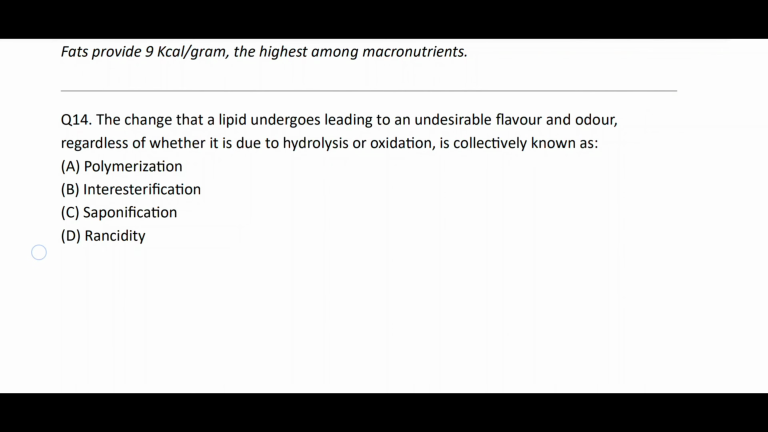So the next question is, the change that a lipid undergoes leading to an undesirable flavor and odor, regardless of whether it is due to hydrolysis or oxidation, is collectively known as. So the right answer here will be option D, which is rancidity. Due to rancidity, the lipid undergoes some changes which develop undesirable flavors and odor in the fat. And this rancidity is of two types, hydrolytic rancidity and oxidative rancidity.